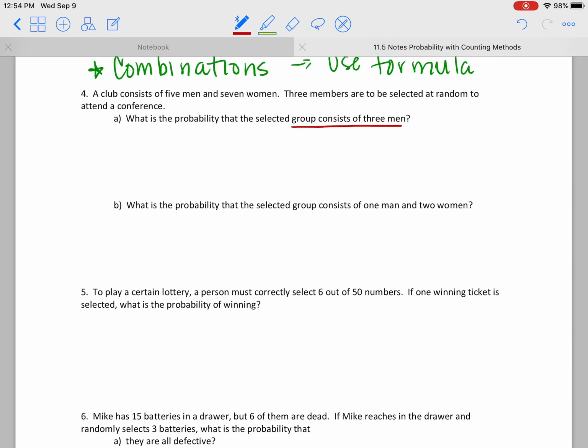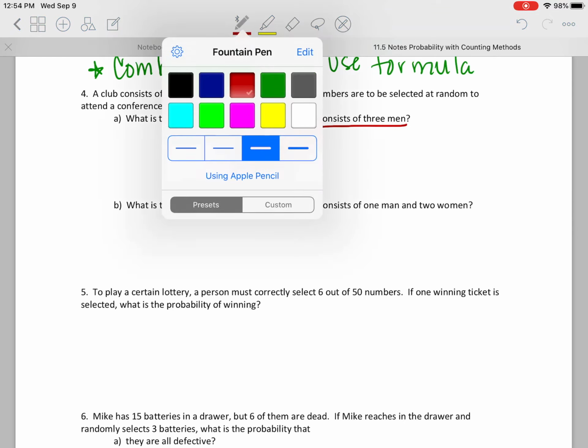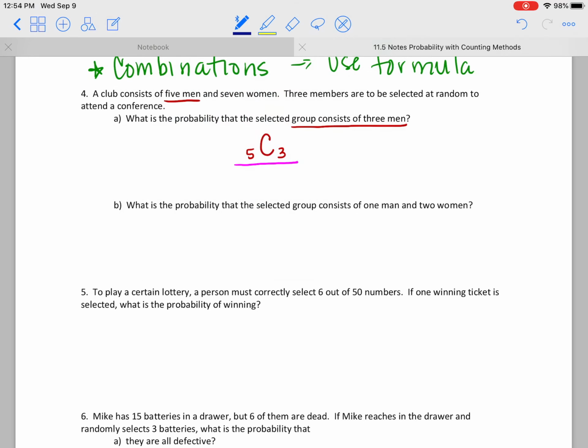So we're trying to get a group of 3 men. That is the top of the fraction. So the top of the fraction is the number of combinations. We're trying to choose 3 men out of, there are 5 men total. So we're trying to choose 3 of the 5 men. On the bottom of the fraction, what's the total number of options? Well, the total number of options is we're choosing 3 members from 5 and 7, 12 total members. Okay, we're choosing 3 members out of 12 total. So let me just read that again to you. On the top, this is 3 of 5 men, and on the bottom here is 3 of 12 total.